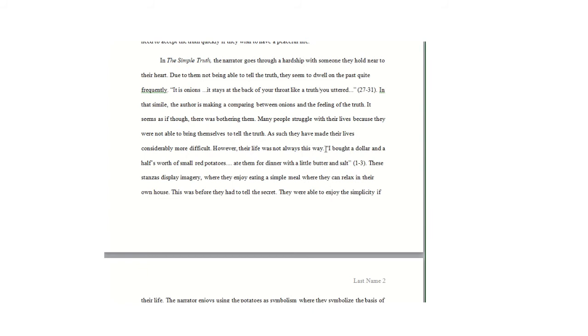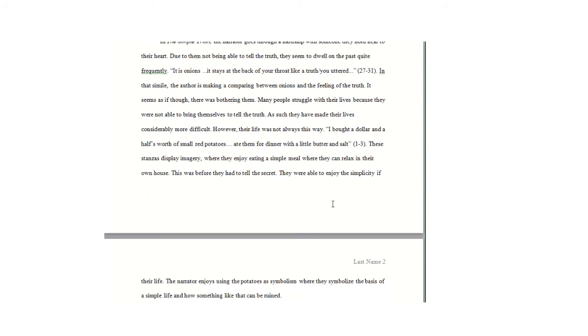Quote, and I would have set this up again with a colon or a comma. I think a colon works best to set up any quote. "I bought $1.50 worth of small red potatoes, ate them for dinner with a little butter and salt." All right, again, just write out the lines, 3 lines of poetry or 2 lines of poetry, instead of jumping time with the ellipses. "These stanzas display imagery where they enjoy eating a simple meal where they can relax in their own house. This was before they had to tell the secret. They were able to enjoy the simplicity of their life." He put "if" their life.